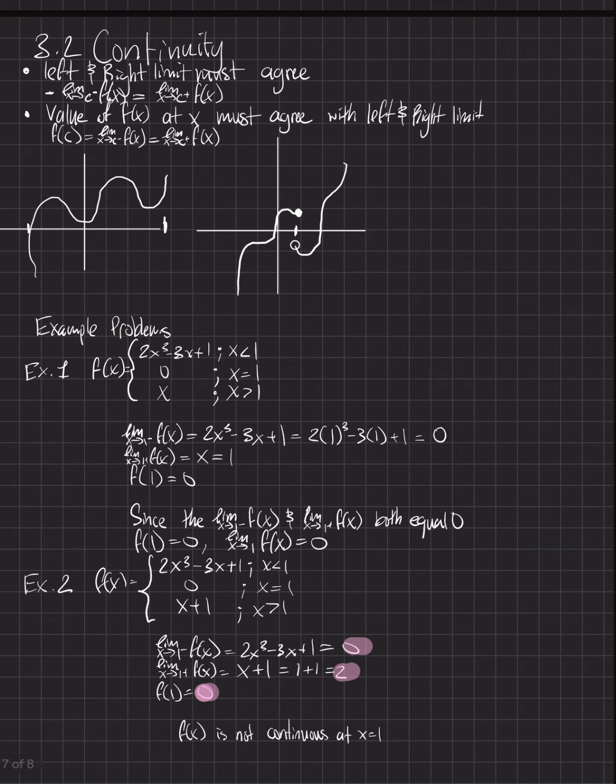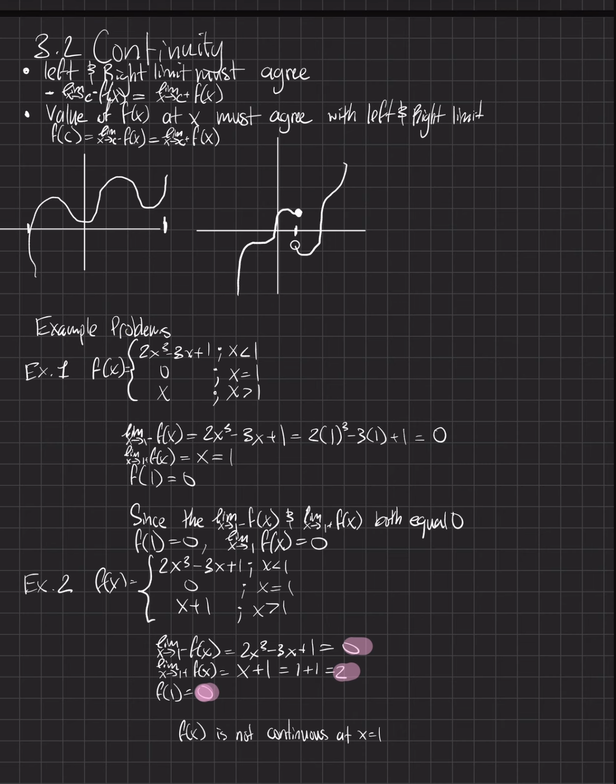And so that's all we need to go over with section 3.2 of continuity. So let's just do a brief overview of what we need to know. So for continuity, in order to prove it, we need to know that our left and right limit agree. And then we also need to know that our value of f of x at whatever value x we're trying to get to is equal to that value, right? And then graphically, if a function is continuous, then we're able to draw it without picking up our pen. But if you can't draw it and there's a gap, then that means that it's not going to be continuous.